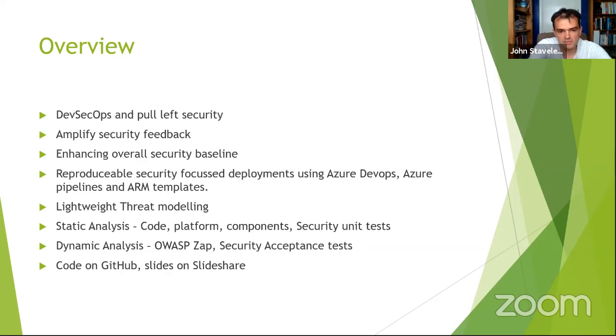So OWASP I've heard described as sort of a mini pen test. It's more of a toy, but it does provide some useful security feedback. And then briefly talk about security acceptance tests and what you can do there using SpecFlow and Selenium to test your security and look for security regressions.